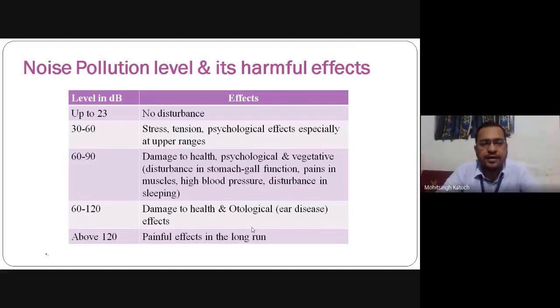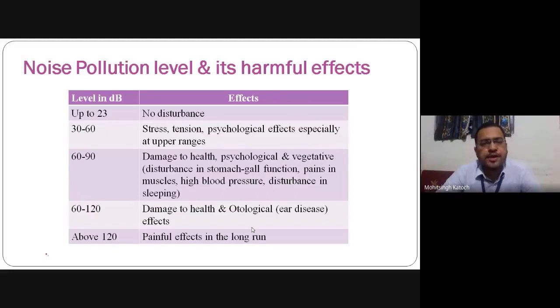From 60 to 90 decibel range, there is damage to health, psychological, and vegetative organs of human beings. That is, there is disturbance in stomach and gall function, there is pain in muscles, problems like high blood pressure are there, and there is a disturbance in sleeping patterns of human beings.